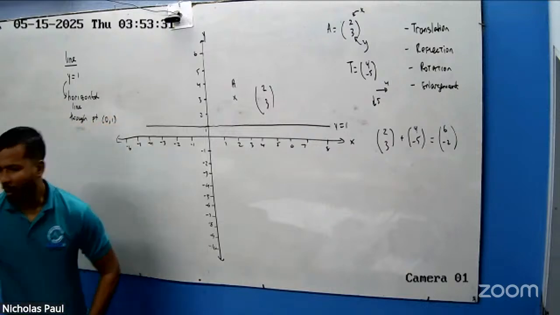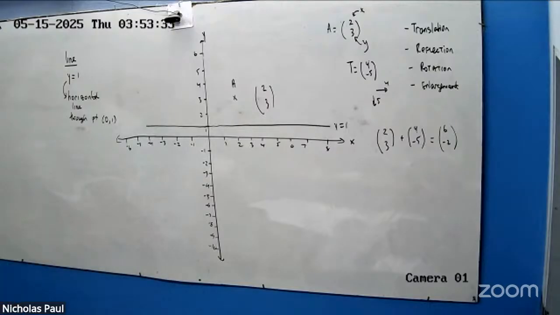Right? So how do we reflect that? You might remember that a reflected point has to be the same distance away from the mirror line.